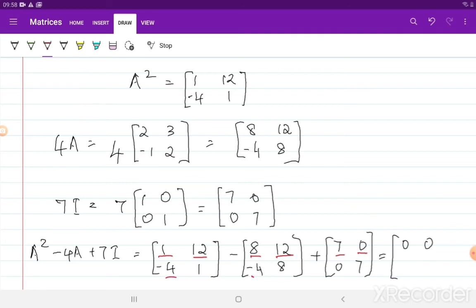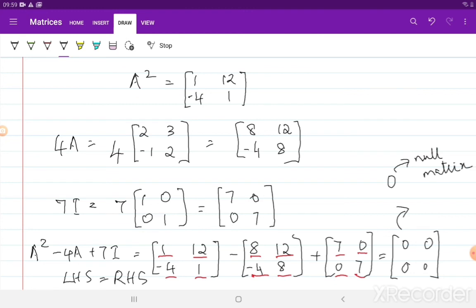Minus 4 minus of minus 4 plus 0. So minus 4 minus of minus 4 is plus 4, so you will again get 0. Similarly, 1 minus 8 gives me minus 7, plus 7, which gives me 0. So I have proved that the LHS is equal to RHS because 0, 0, 0, 0 is the matrix O, which is another term for null matrix. A null matrix is a matrix where all the elements are equal to 0.